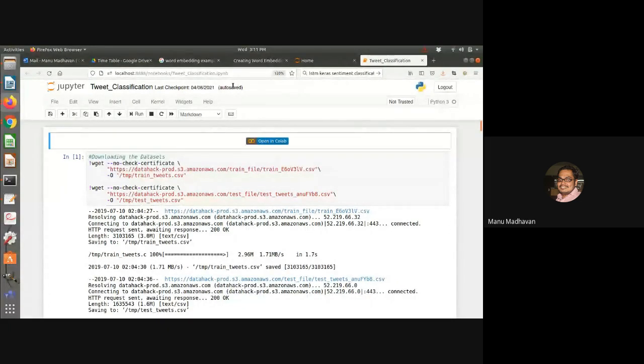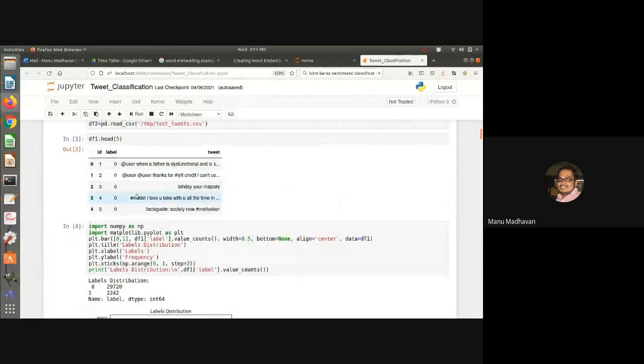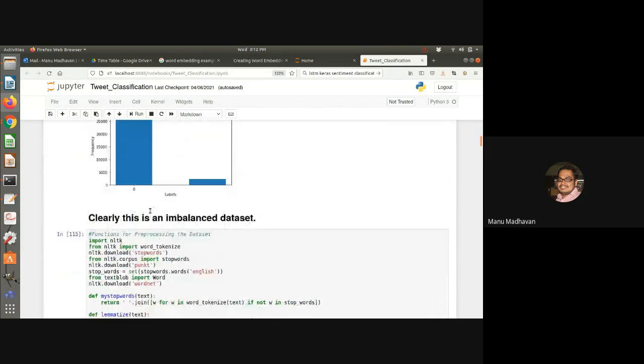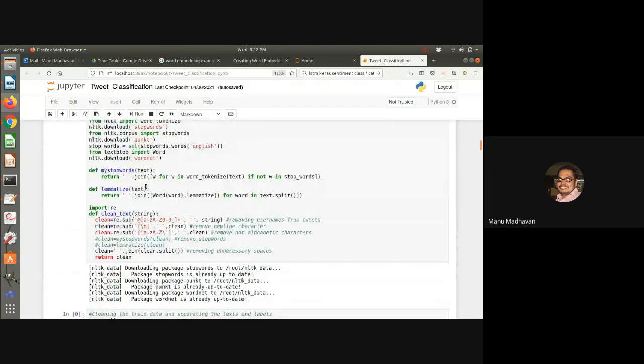So this is a very basic tweet classification. We are working on a tweet data set. The objective of this program is to classify the tweets into some fixed categories, labels 0 and 1, positive or negative. We need to say whether a tweet is harmful or not harmful. That kind of distinction we have to make. You can see this data set is very imbalanced. Most of the labels are zero and very few are the other.